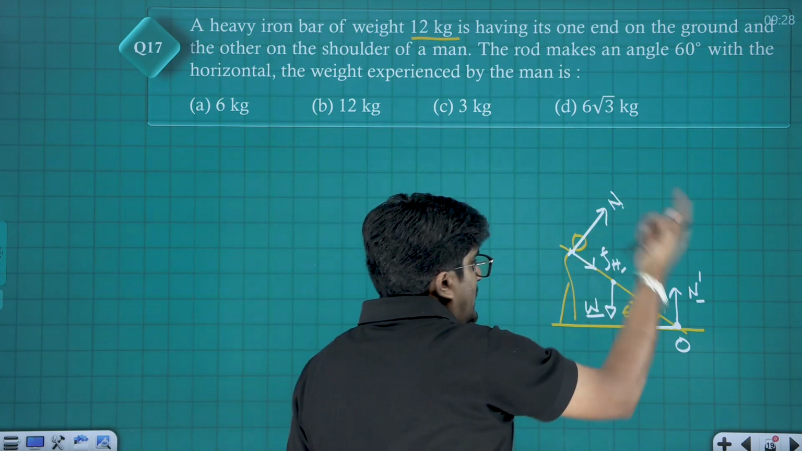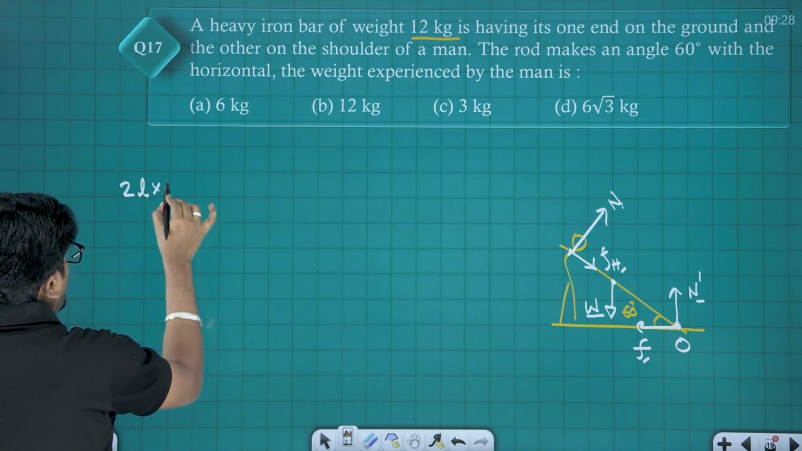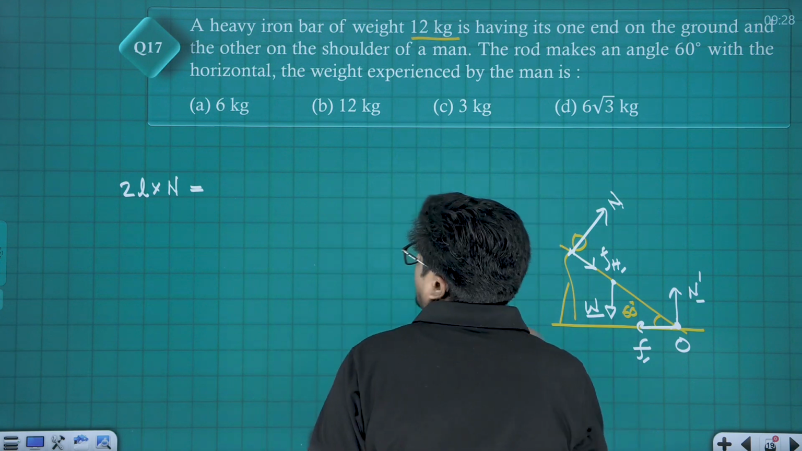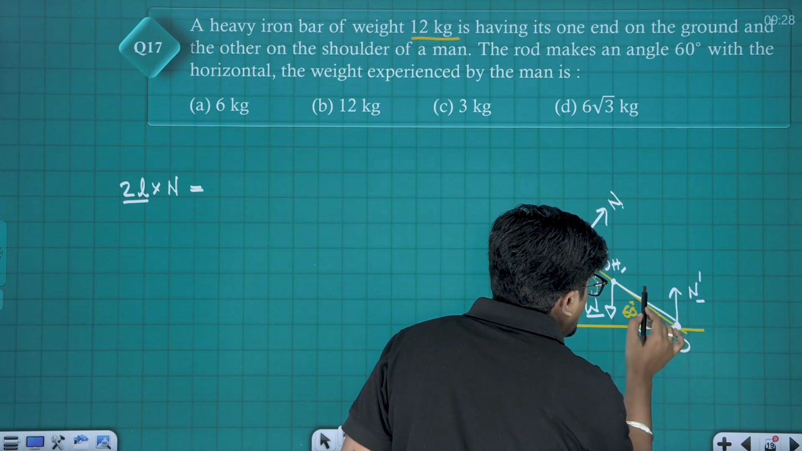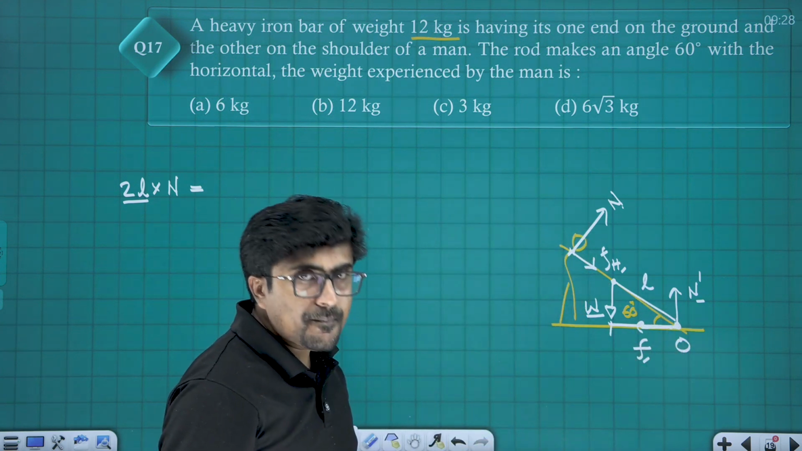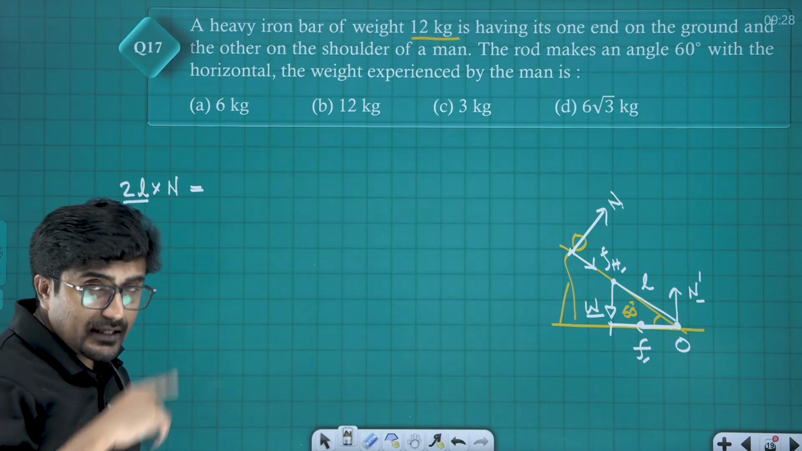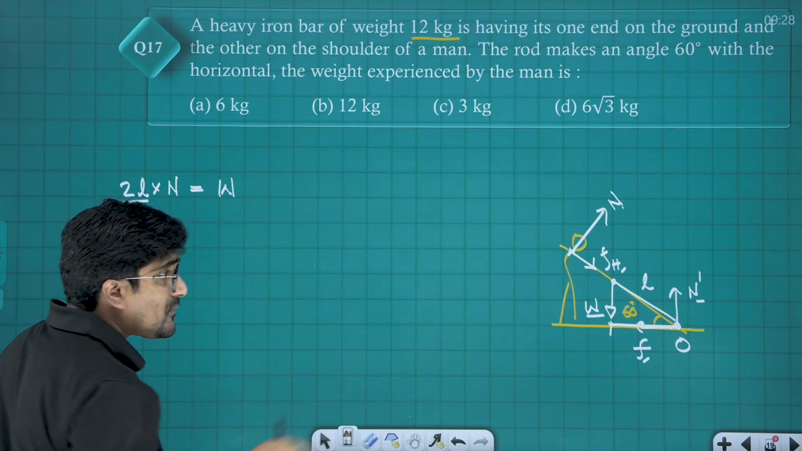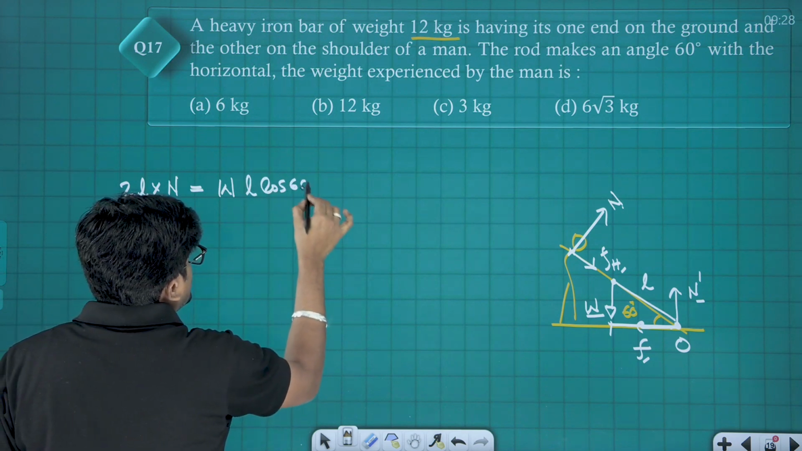So 2 times L into N, that is going to be the clockwise torque. I repeat, 2 times L into N is going to be the clockwise torque. And here I told you 2L I am taking as the total length. So of course this part is going to be L, and this distance is going to be L cos 60. Alright. So now 2 times L into N, the clockwise torque, is going to be balanced by W, the force, and the perpendicular distance is going to be L into cos of 60 degree.